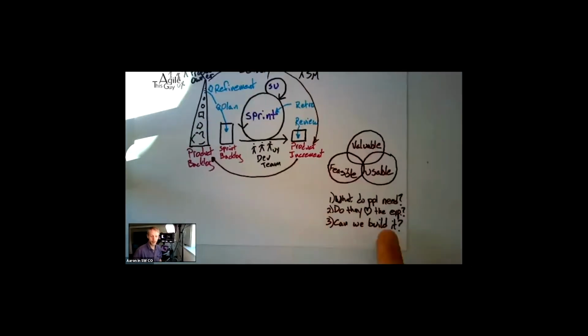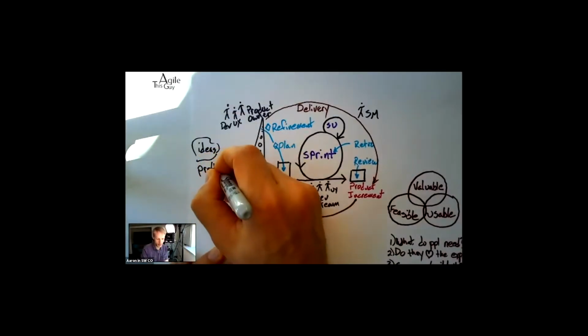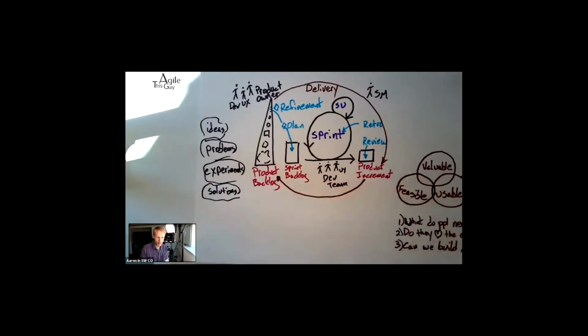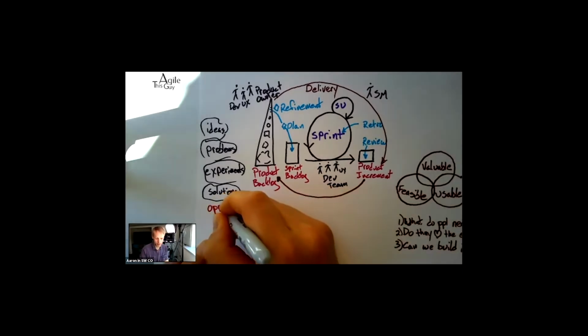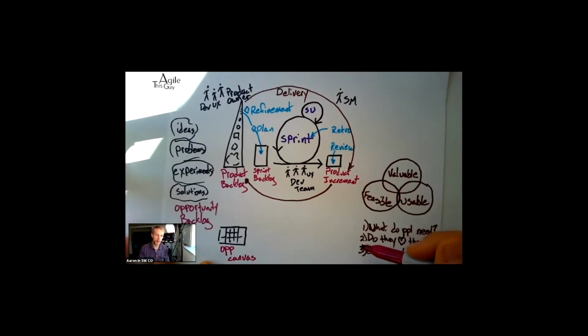As we're trying to answer these questions, there are some ideas, problems worth solving, and experiments, solutions, trying to create a very dynamic opportunity backlog. We can model it out. This is an opportunity canvas. What problem are we solving? Who is it for? What do they do today? Leap of faith assumptions. What are we guessing at? And if we guess wrong, we fail.